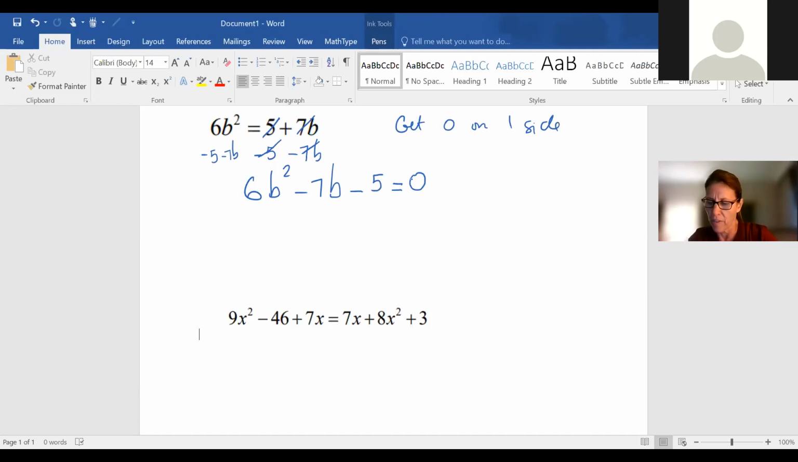After that, what did you do now? Then you factor that by the AC method. Thank you very much. You see, now use the AC method by factoring to factor, right?